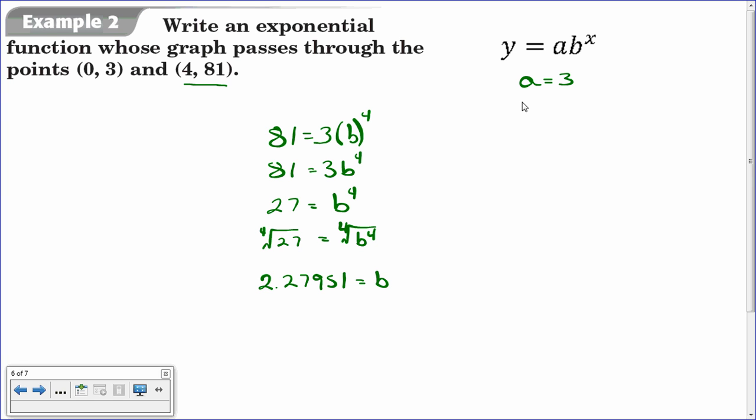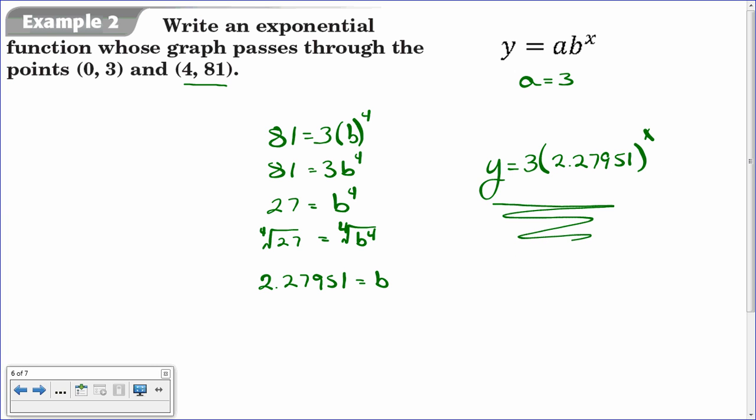Now that I've got a and I've got b, I'll just plug those back into this equation, and I'll have the equation written out. Y equals a, which is 3, times b, which is 2.27951, to the x power. And that's the end of the lesson for today.